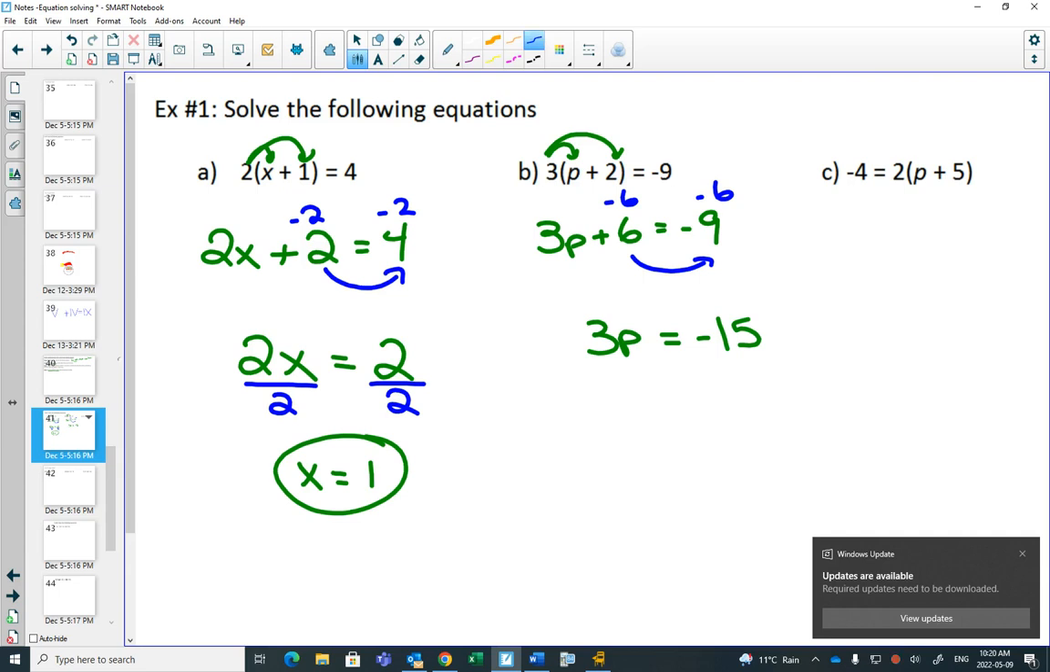Question? Number E and number C are the same thing. Sometimes that happens. And then the opposite of multiplying is dividing. And so dividing both sides by 3, -15 divided by 3 would give us -5.